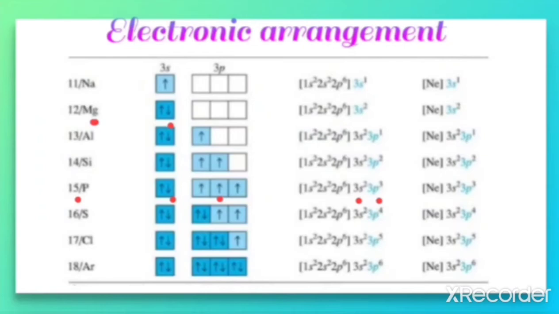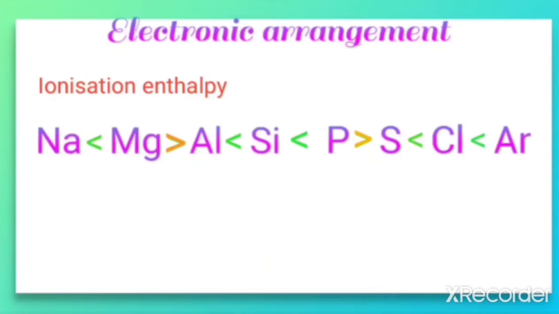Fully filled and half filled orbitals have a more stable configuration. Therefore, they experience a greater ionization enthalpy. That means high energy is required to remove the electron from these elements. So the order of ionization enthalpy for the third period elements will be in this way. Here you can see that magnesium has high ionization enthalpy, and here phosphorus has high ionization enthalpy. So the ionization enthalpy is in this order.